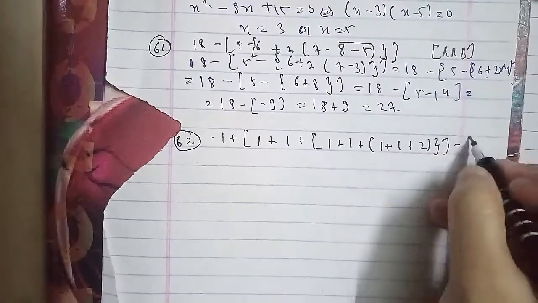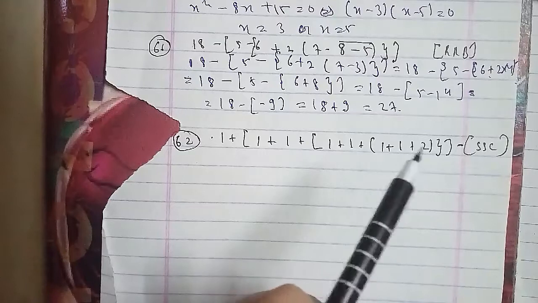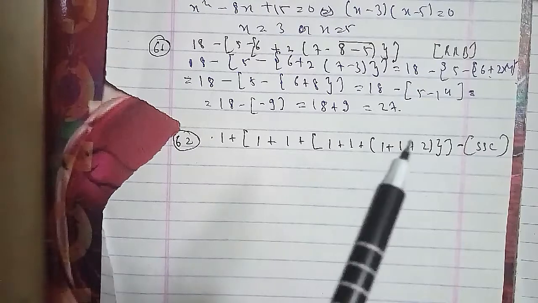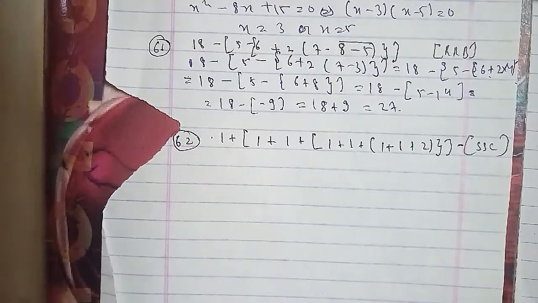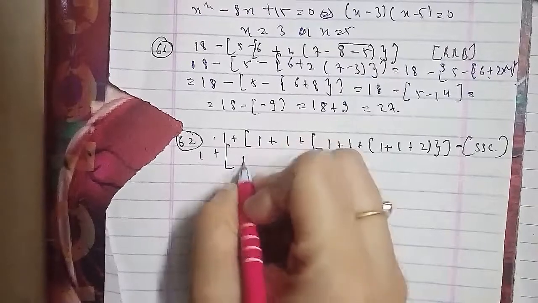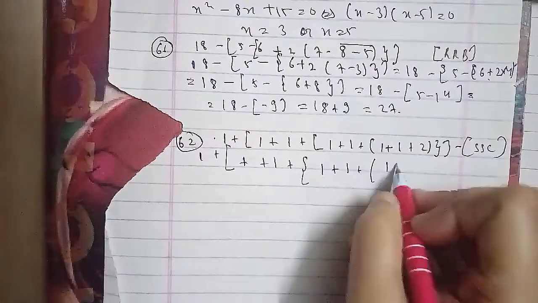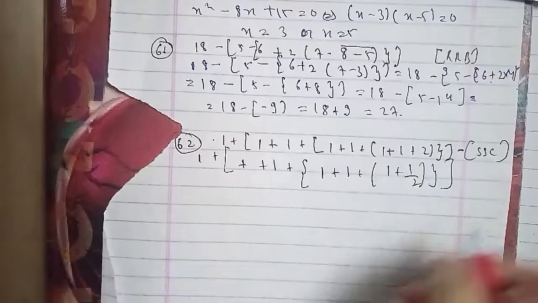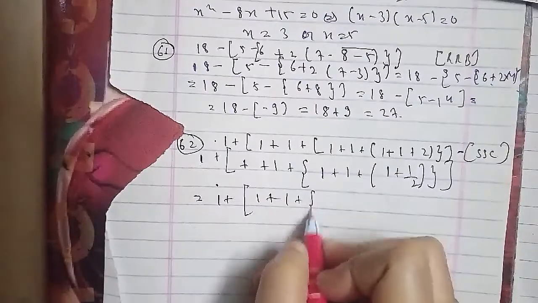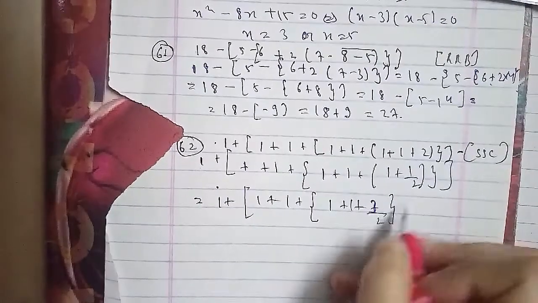Let's go ahead with the solution for this. 1 plus 1 plus 1 plus 1 plus 1 plus 1 plus 1 by 2 equals 1 plus 1 plus 1 plus 1 plus 1 plus 3 by 2, which equals 1 plus 1 plus 1 plus 1 plus 1 into 2 by 3, that equals 1 plus 1 plus 1 plus 1 plus 2 by 3.